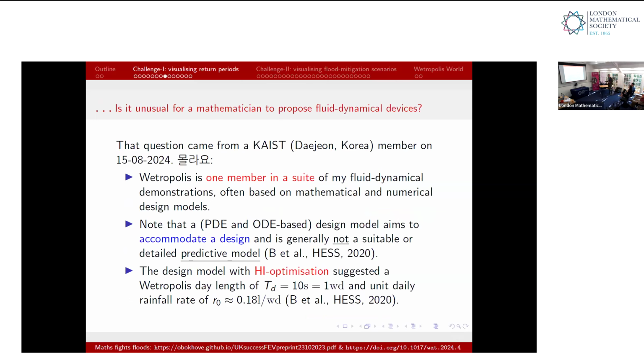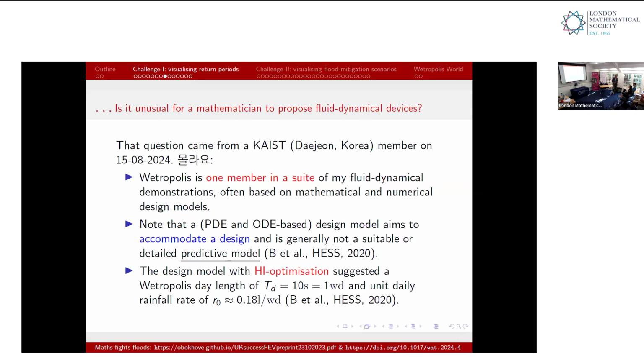So this question, is it usual for a mathematician to propose fluid dynamical devices, came when I was in Daejeon in Korea last August, at the Korean Advanced Institute of Science and Technology. Now, people who know me know Wetropolis is a member of a series of fluid dynamical popularization devices I've made over the last 20 years. And they're often based, not always, on mathematical and numerical design models.